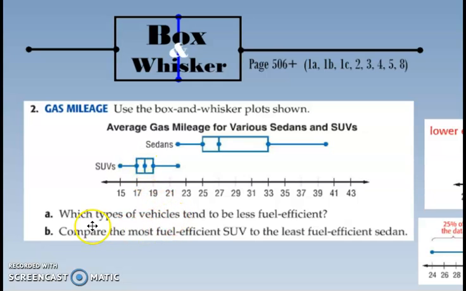Okay, so which type of vehicles tend to have the best fuel efficiency? Well, which ones have the highest score on this? It would be the sedans. Okay, compare the most fuel-efficient SUV to the least fuel-efficient sedan. Well, this is where you go and talk about where that middle 50% is at, because those are the pieces of data that we like to talk about.